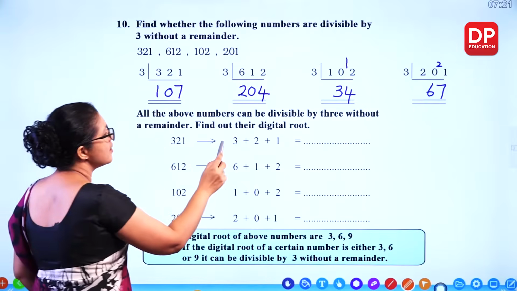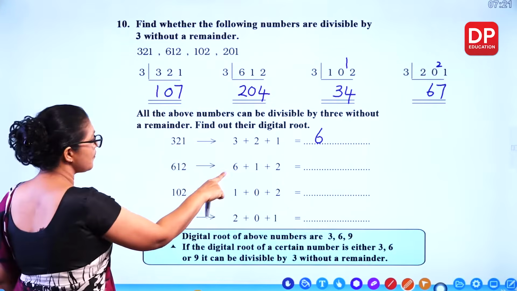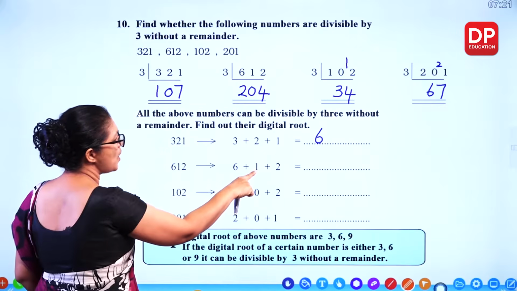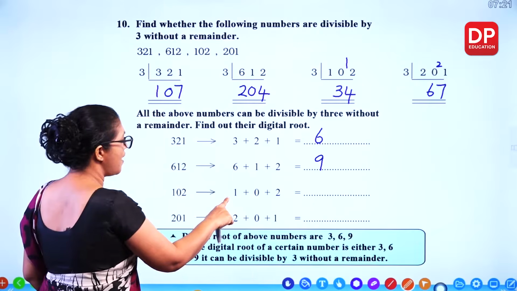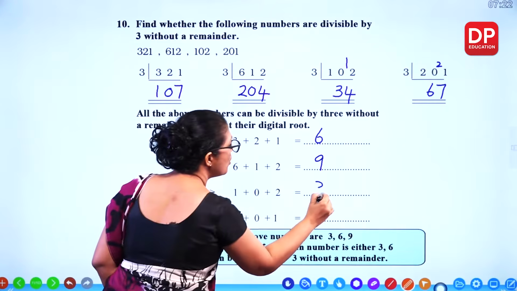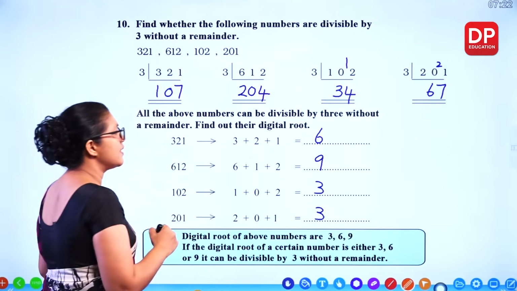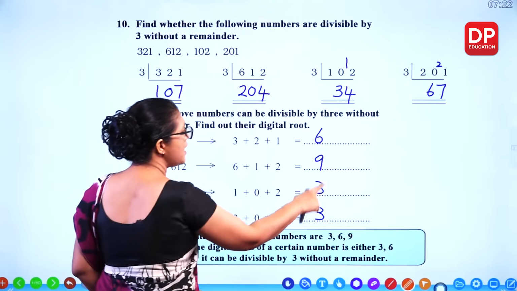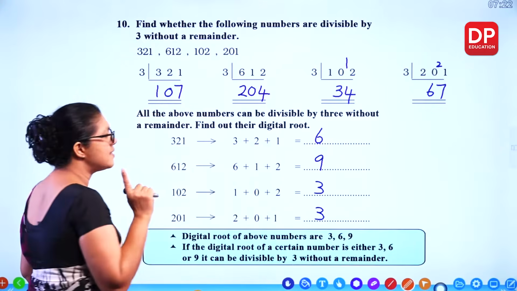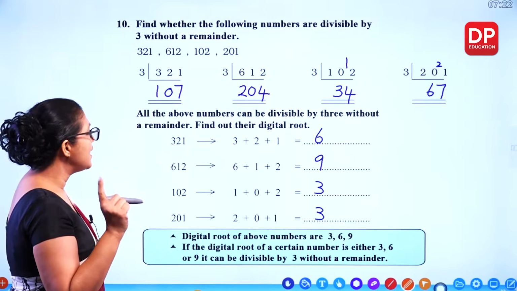3, 2, 1. 5, 5 plus 1, 6. 612, 6 plus 1, 7. 7 plus 2, 9. Here 102, 1 plus 2, 3. And 201, that's 3. Now look at the digital root. When you get 3, 6 or 9 as the digital root, the number is divisible by 3.